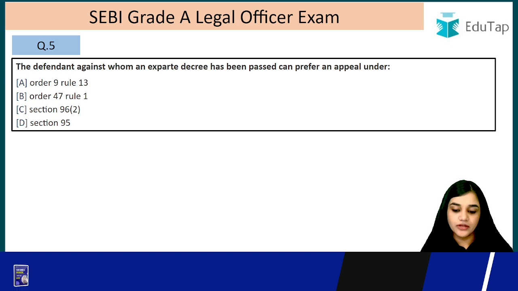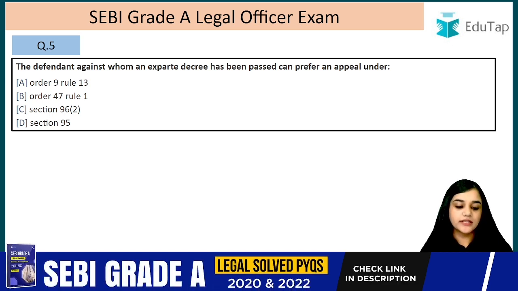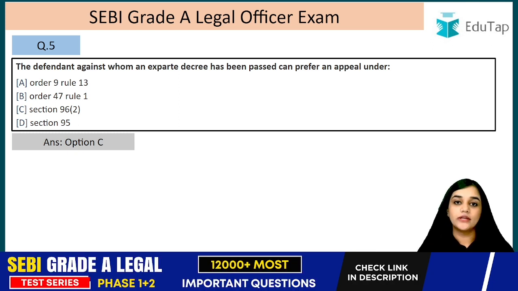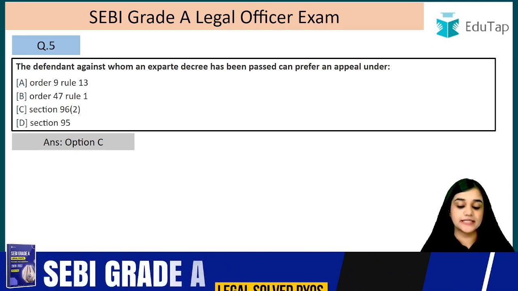Question number 5. The defendant against whom an ex parte order has been passed can prefer an appeal under. So the answer is option C, that is section 96(2). Here we are talking about appeal, right? Only in CPC you have the provision of second appeal. So please remember, it is only in CPC that you get the second appeal. Here we are talking about the first appeal in section 96.